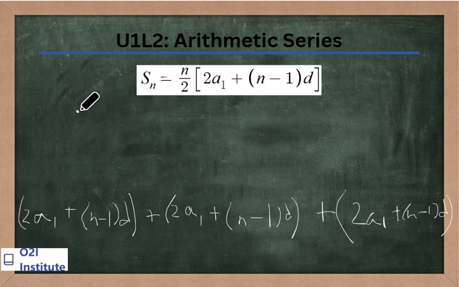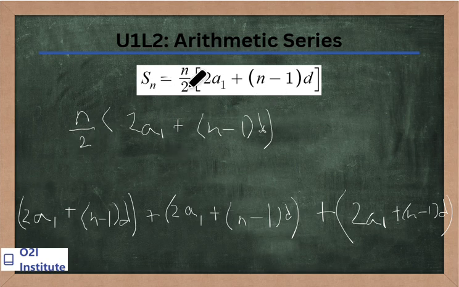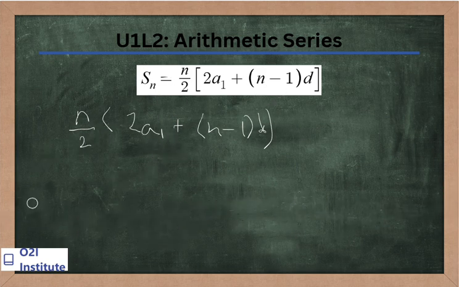So in reality, our formula would not be n times 2A1 plus n minus 1 D, but instead be n over 2 times that. So this is another way to find the sum. Now this formula can be very confusing to prove, but it is very useful when it comes to finding the sum of an arithmetic series, especially when we don't have the value of the nth term, which the previous formula required.